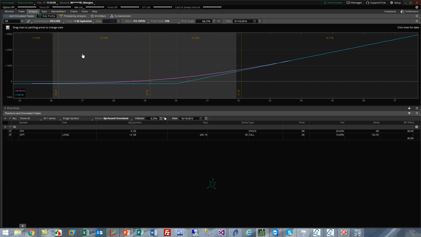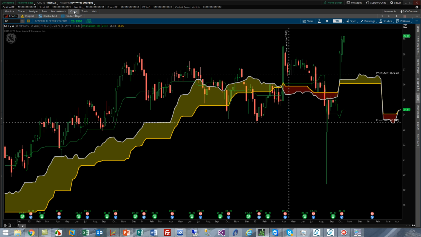Here is the position we had on. This was 4 contracts, the GE January 30 calls, at the top of the consolidation pattern. Let me show you the view of the trade here. You can see that we bought it for 38 cents on 4/22, 2015. We went a couple of strikes out of the money, way out there, with a January 2016 expiration, and that's all because of the chart pattern and exactly what it had done.